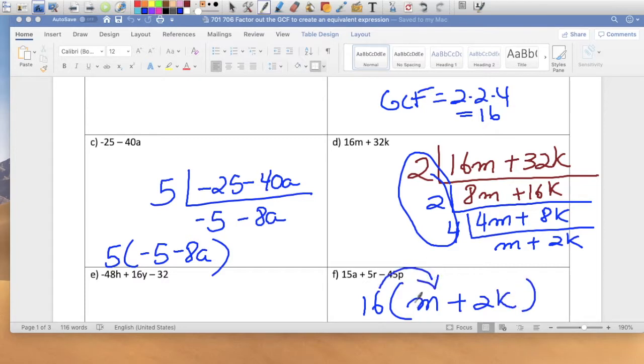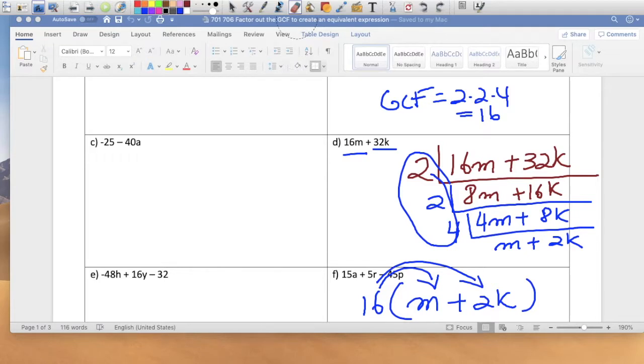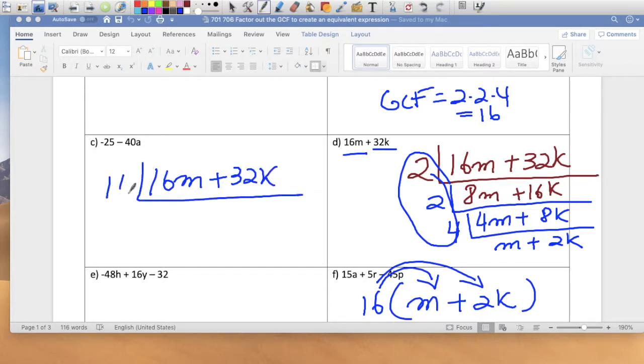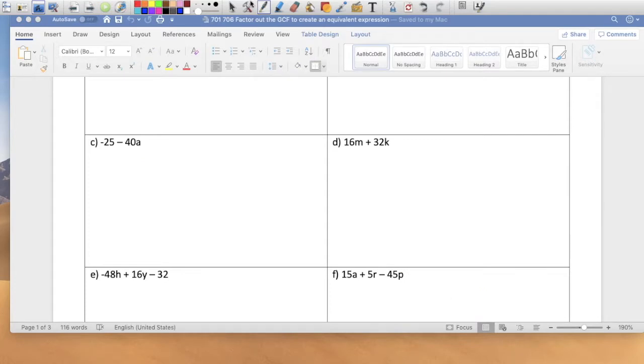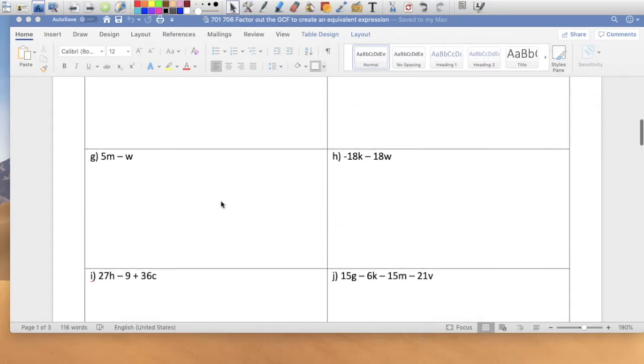If you multiply 16 times m, you get 16m. If you multiply 16 times 2k, you get 32k. Now, as opposed to doing this, let's say you just started right away with 16m plus 32k and you knew that 16 was the greatest common factor. 16 goes into 16m 1 time, or 1m, and 16 goes into 32k 2 times, or 2k. So look how much easier that was, right? Yeah, that's pretty much it. It's not a hard topic at all.